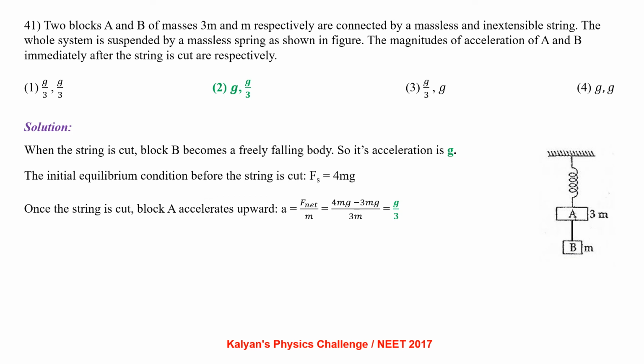Now let us see the initial equilibrium condition. That is, before the string is cut, the system is in equilibrium. We can write the spring force equal to 4 mg. Now as the string is cut, there is only block A that is connected to the spring. So the resultant acceleration will be F net by m. F net is the upward spring force minus the downward gravitational force, that is 4 mg minus 3 mg, divided by 3m. So the acceleration comes out to be g by 3.